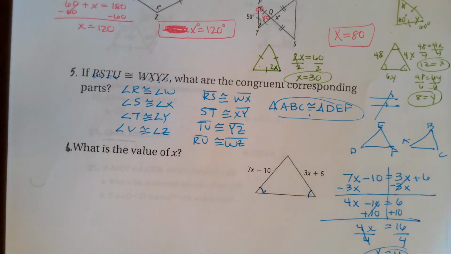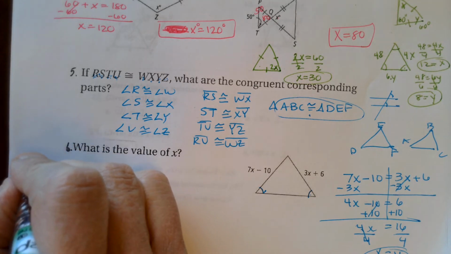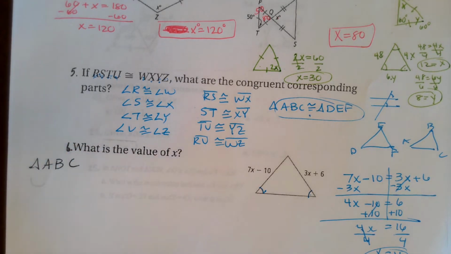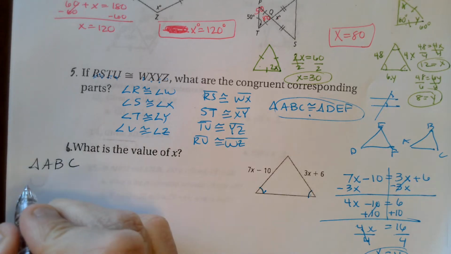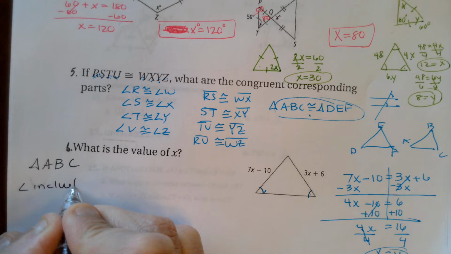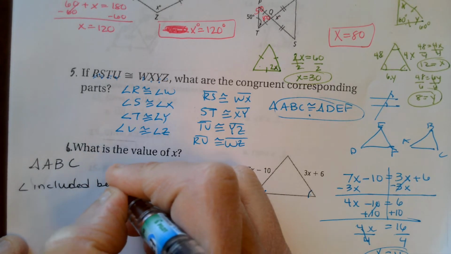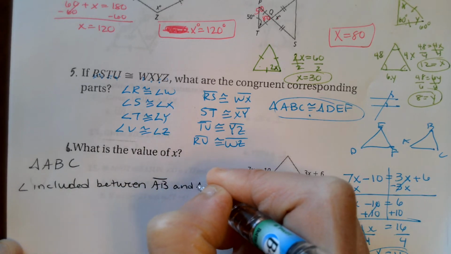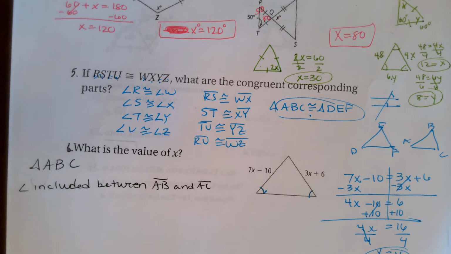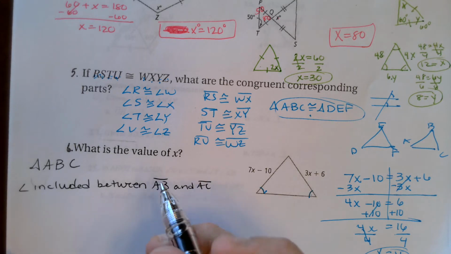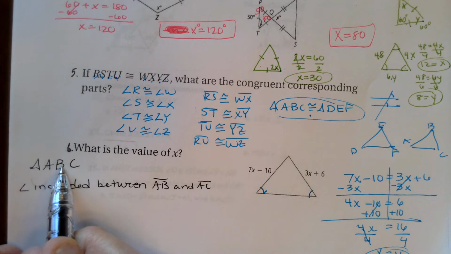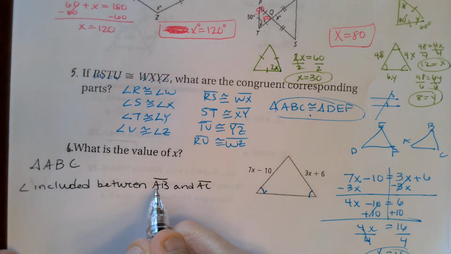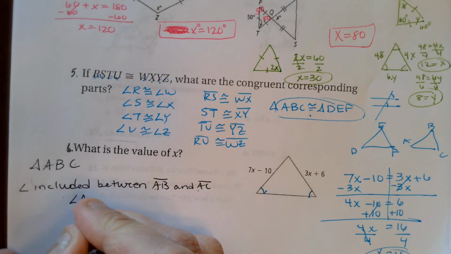All right. If I give you triangle ABC, tell me the angle included between AB and AC. Okay. What angle is included between AB and AC? And it's going to be the one in common, right? The A is in both, so angle A is your answer.